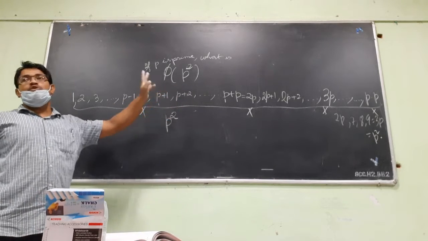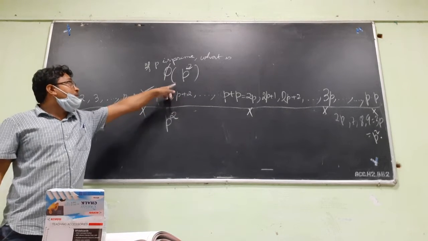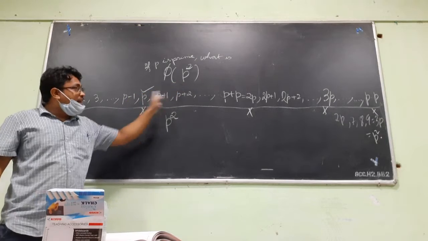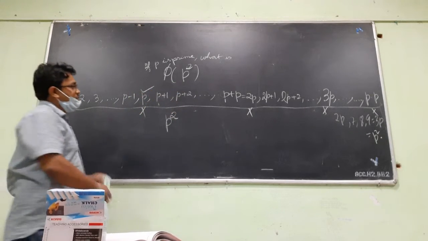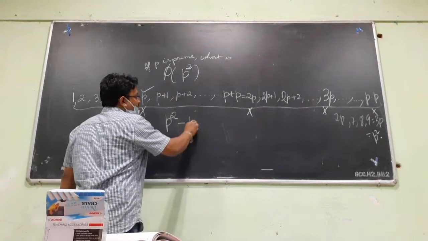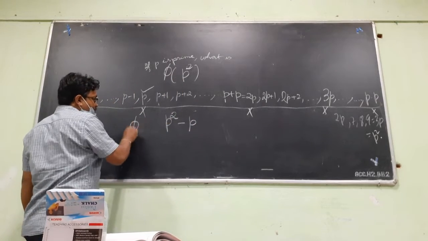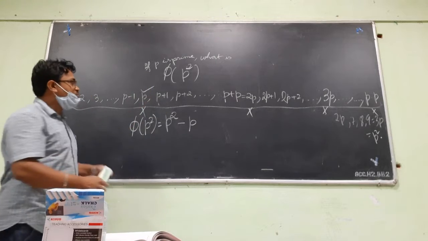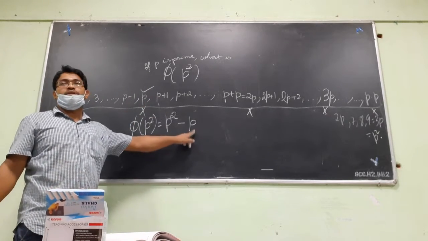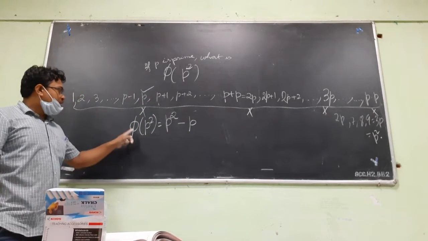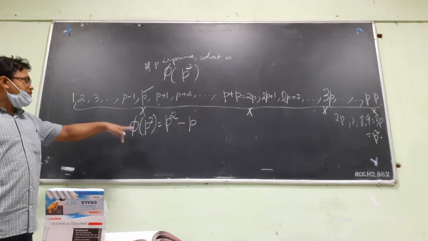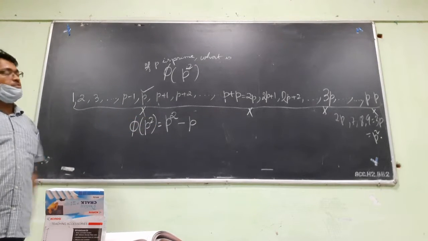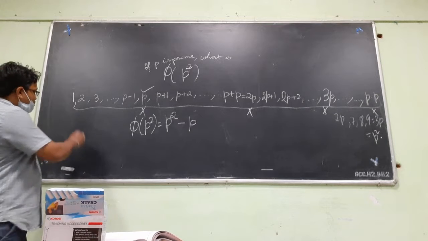Everything else is relatively prime to p square. So the number of integers less than or equal to p square that are relatively prime to p square is p square minus p. So for phi of p square, if p is a prime, phi of p square is p square minus p.